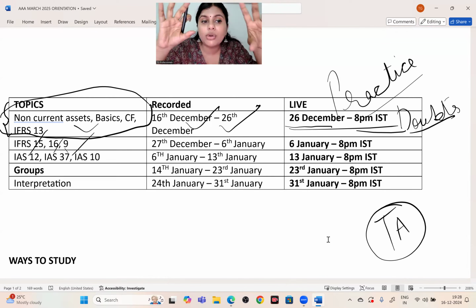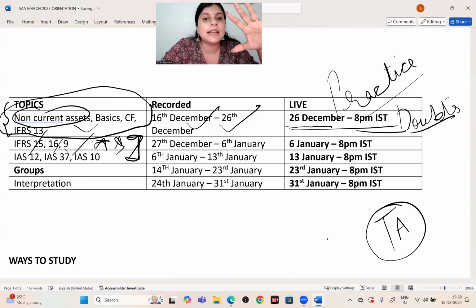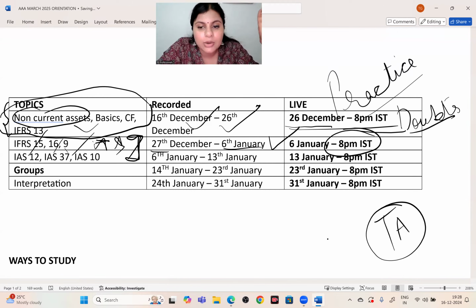These are the standards that you have to cover, very important standards, which are part of the single entity concept. These two things are part of single entity. Even this is part of single entity. So all these three sections are nothing but single entity. So IFRS 15, 16, 9, you have to get done from 27th December till 6th January. And on 6th of January, we are going to have a class called Practice and Doubts, 8 p.m.